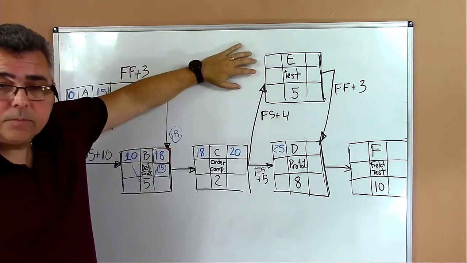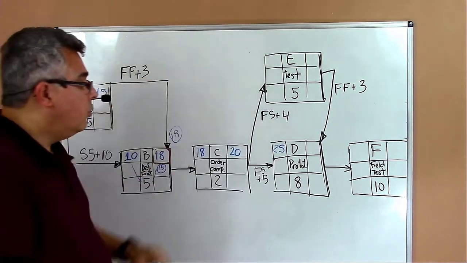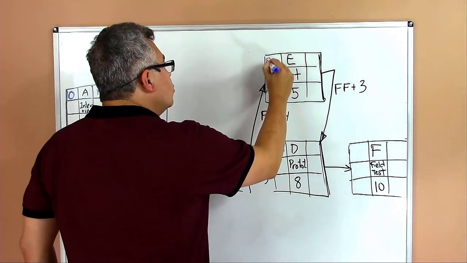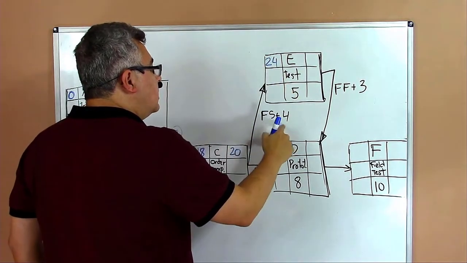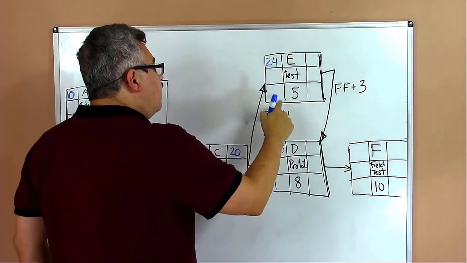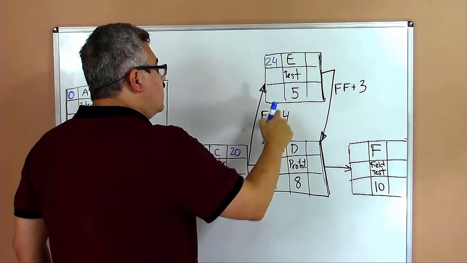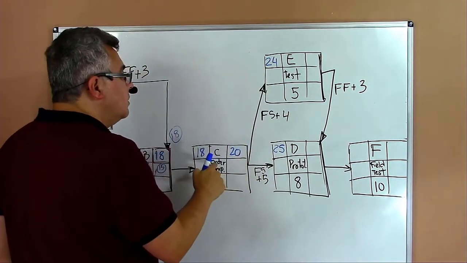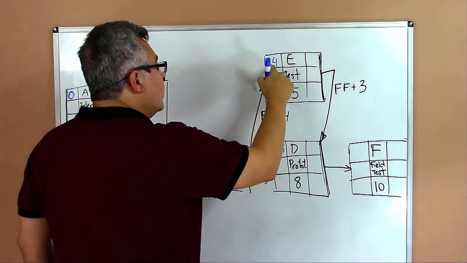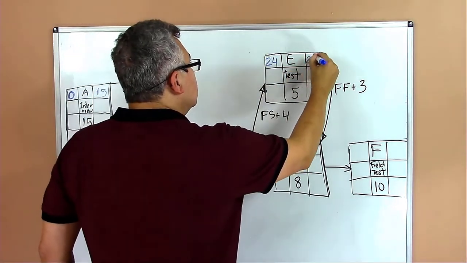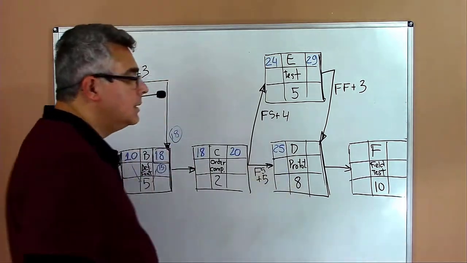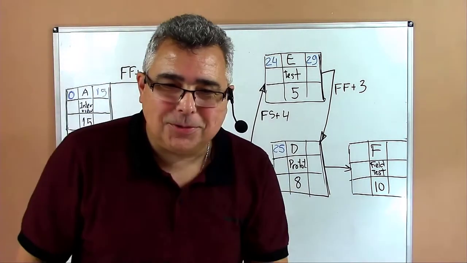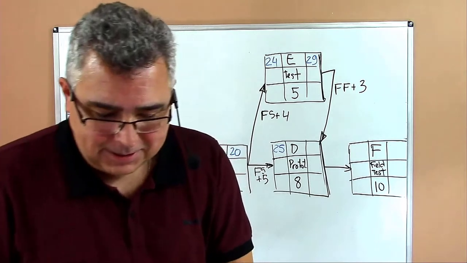When can we start activity E? Activity E. 24. 20 plus 4, 24. So activity E, that is the test, I'll be starting the test 4 days after ordering the components. So 24 plus 5, 29 here. 25 plus 8, and now I have another tricky task here.